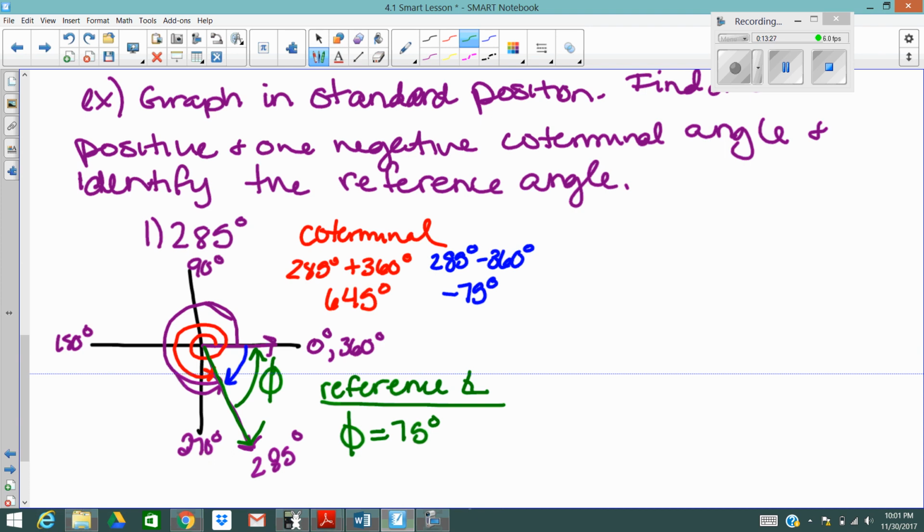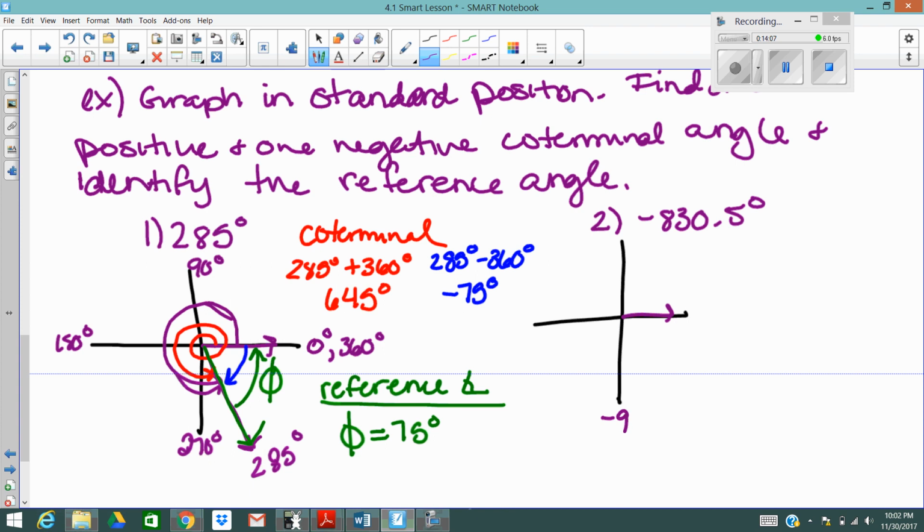So that's how you graph an angle, that's how you find coterminal angles, and that's how you find a reference angle. So let's do another example. Let's graph negative 830.5 degrees. Let's get my axes. Standard position, so my vertex is at the origin, my initial side's my positive x-axis, but since it is a negative angle, I'm not going to graph this going counterclockwise, I'm going to graph this going negative clockwise.